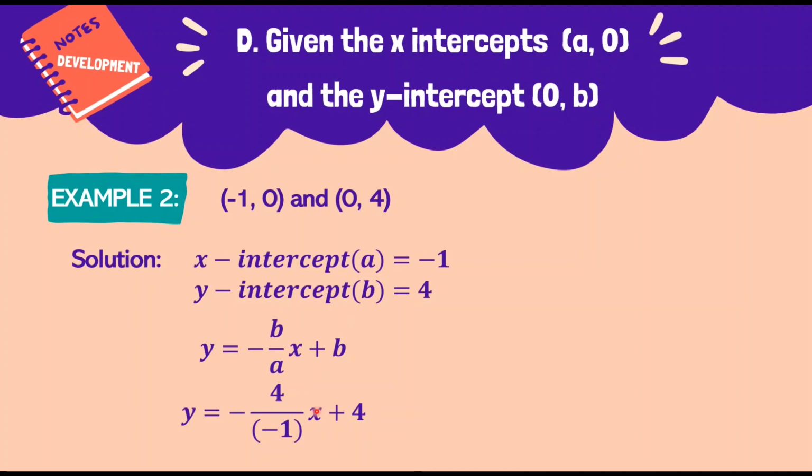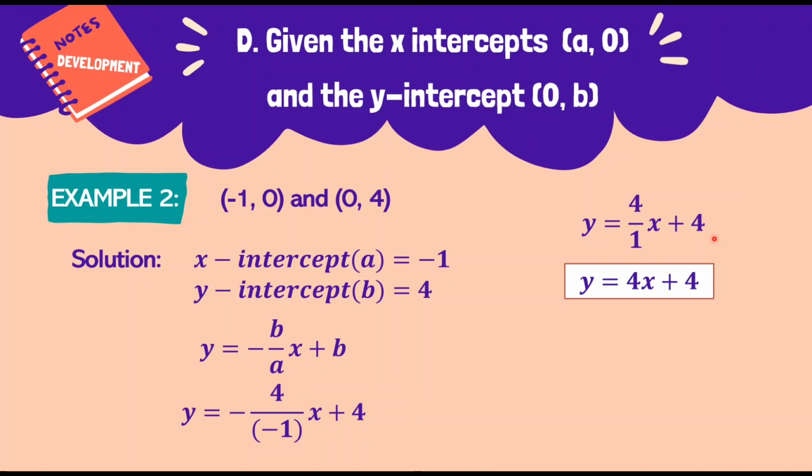And then, x plus the value of b again, which is 4. Okay. So, let us multiply also. Negative times negative 1. So, of course, it is positive 1 again. So, it becomes y is equal to 4 over 1x plus 4. And 4 divided by 1, that is equivalent to? Very good. So, that is equivalent to 4. So, it becomes y is equal to 4x plus 4. So, that will be our answer in slope intercept form.